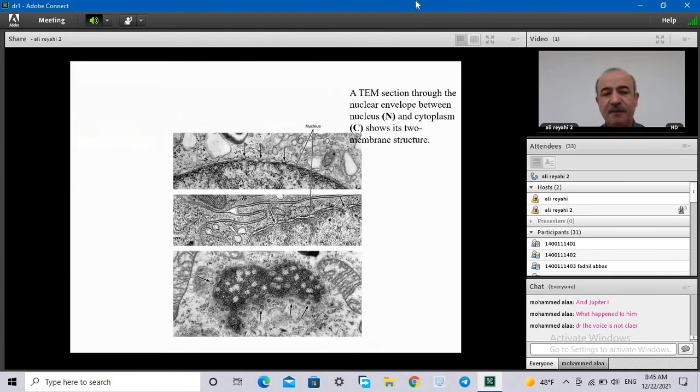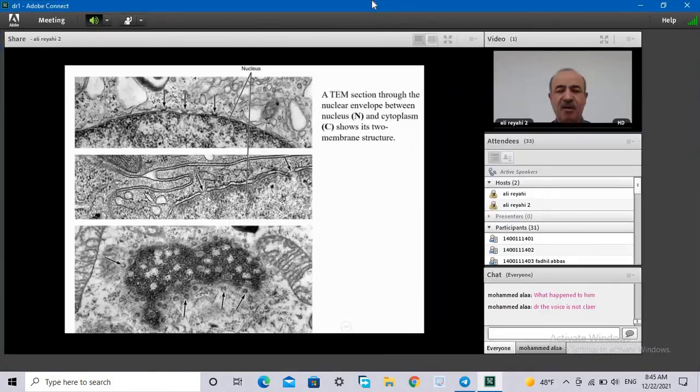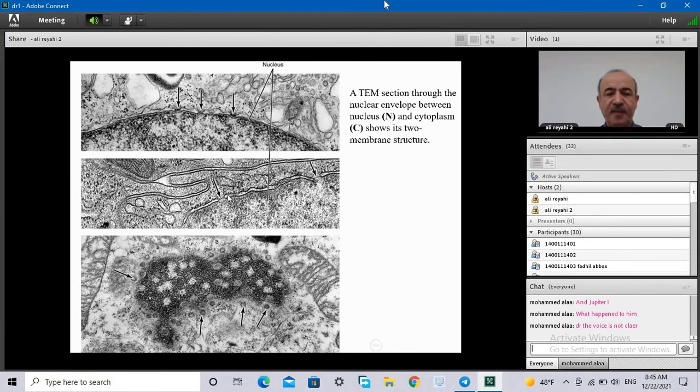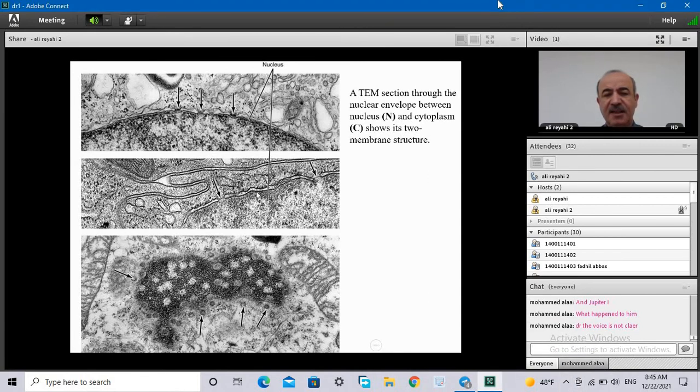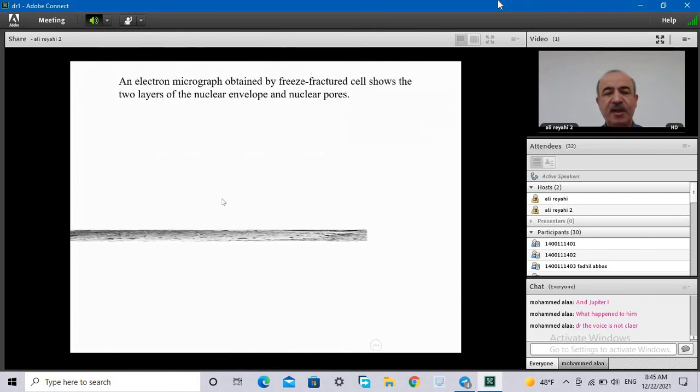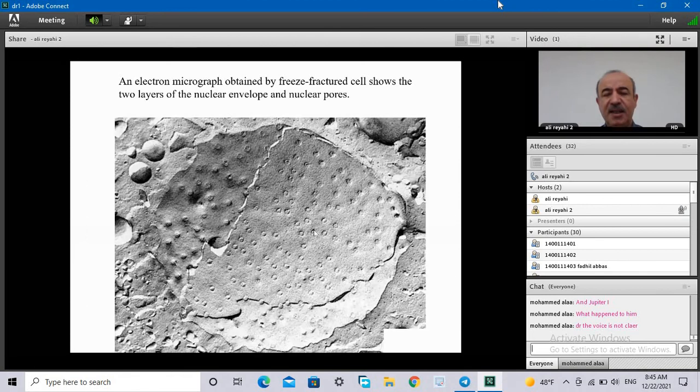Okay. This picture shows the electron photograph of nuclear pore. Look at here. You can see the outer and inner layer of the nuclear pore, and here is nuclear porin. And this picture shows a different technique for showing the nuclear pore. It's called freeze fracture.